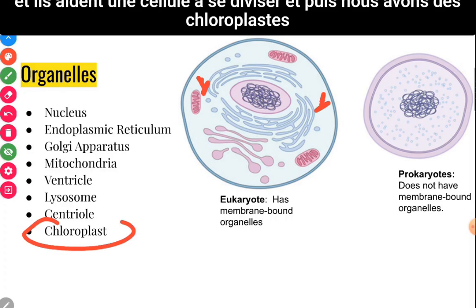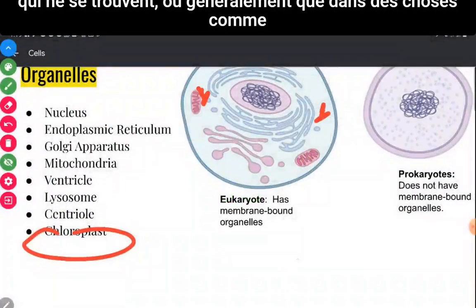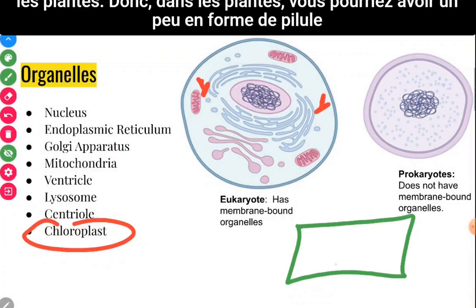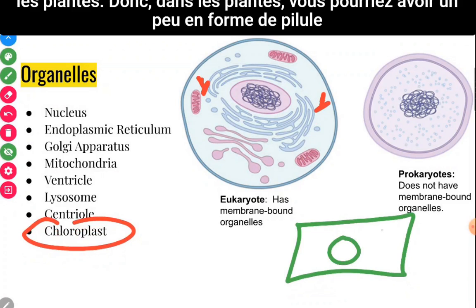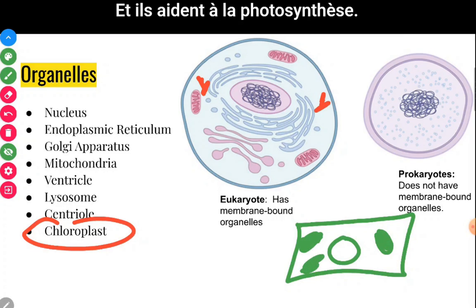And then we have chloroplasts, which are only found in, or usually only found in things like plants. So in plants, you might get little pill-shaped things like this, and they help with photosynthesis.